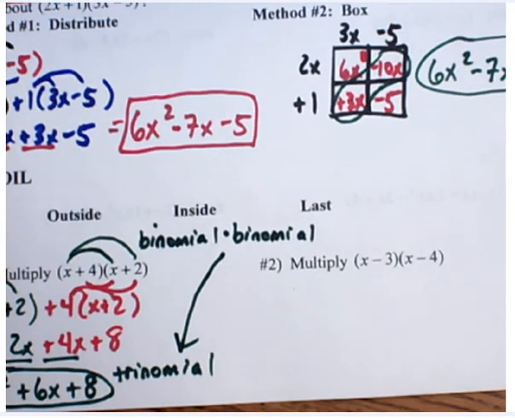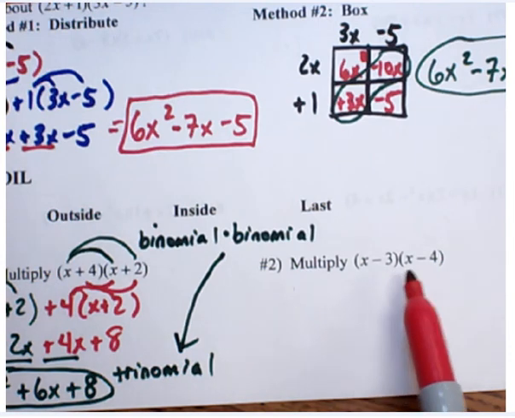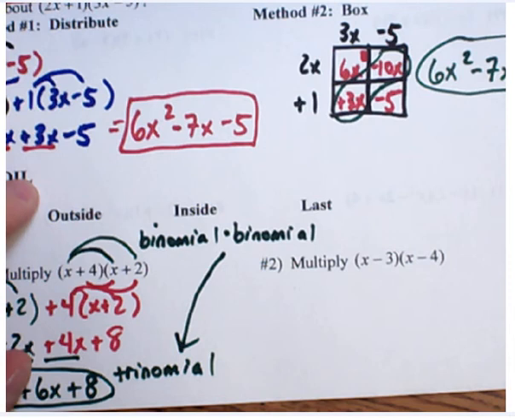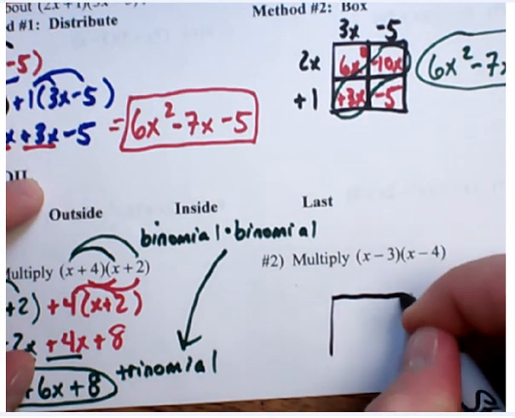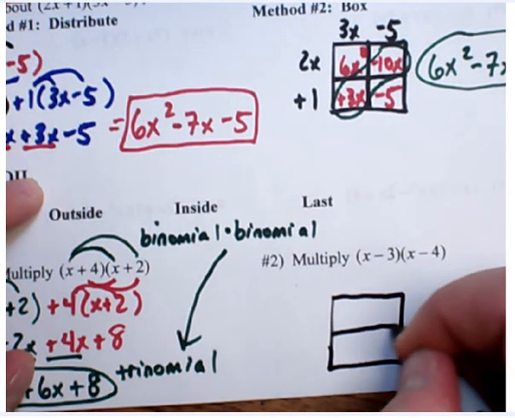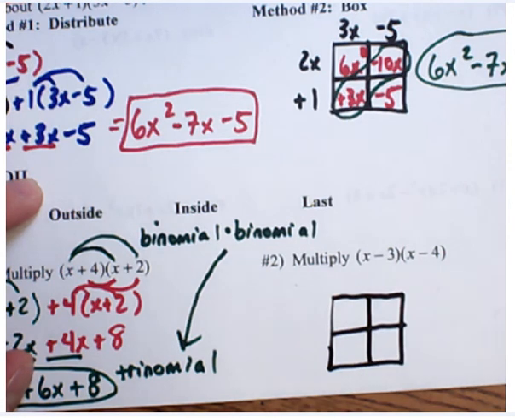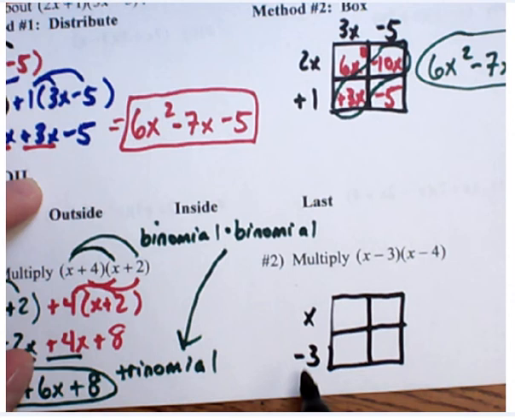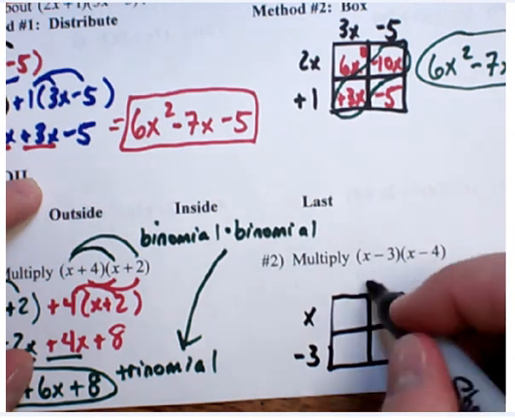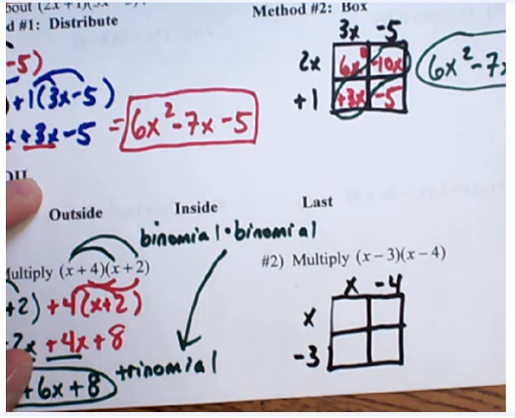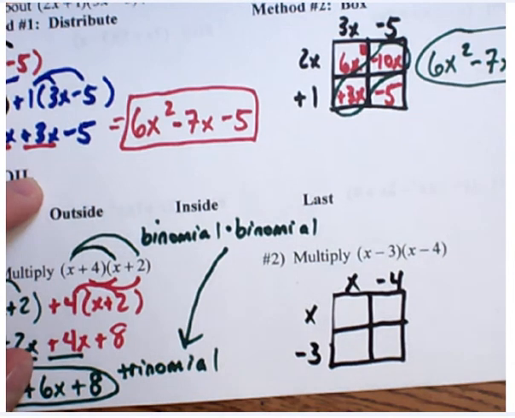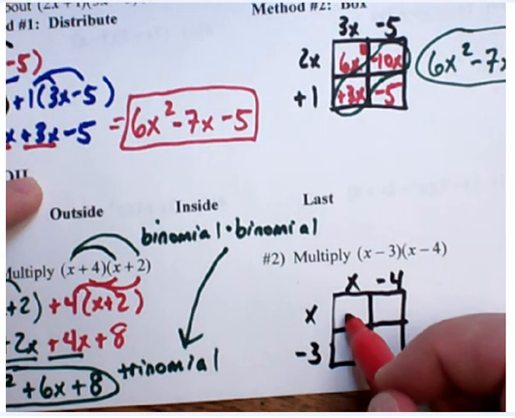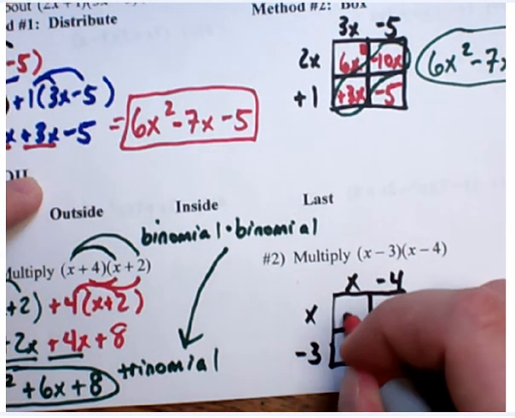Okay, number 2. Multiply x minus 3 times x minus 4. Well, I'm going to use a box. I'm going to do this with the box method. So draw your squares, 4 squares. We have x minus 3. Again, I put the minus next to the number, and we have x minus 4. Now what's the process? You're multiplying. So the first square is x times x. That's x to the second.